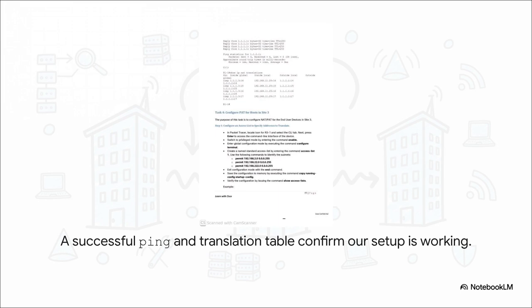And boom, here's the proof in the pudding. A successful ping to a public address like 1.1.1.1 confirms we have a path to the outside world. But what's really cool is the show ip nat translations command. It gives us a live look inside the router's brain, showing us exactly how it's mapping our private IPs to the public one. It's working!